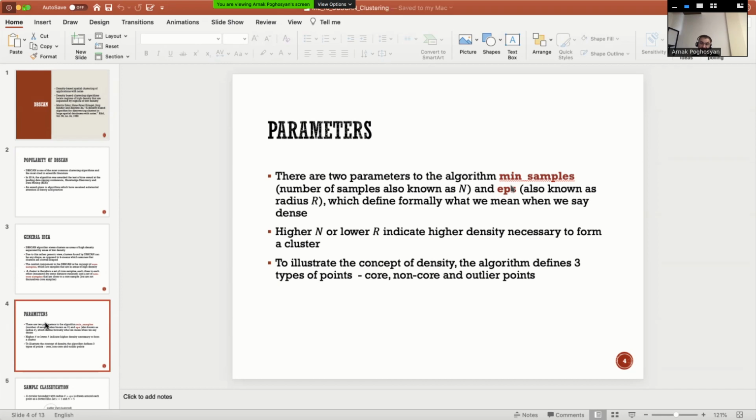So this epsilon is the radius of the circle, and the minimum samples is the number of neighbors that you are waiting to see within this circle. If there are enough samples, then the corresponding observation is in a dense region, and you are assuming that this is a core point. So higher n or lower r indicate higher density necessary to form a cluster. And we understand that in order to perform reasonable clustering based on DBSCAN, we need to define proper values for min samples and for epsilon.